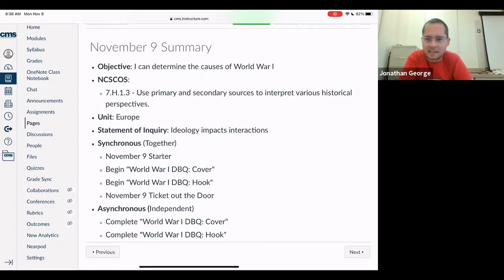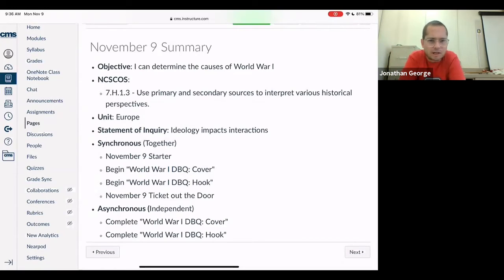Ideology, impacts, interactions. So this time around, we're going to get into when it is okay to go to war. Ideology, your ideas and beliefs that you carry, will determine when you feel it is okay and justified to go to war. So you will interact in a warlike manner if you have certain ideas, and we're going to get into that today.